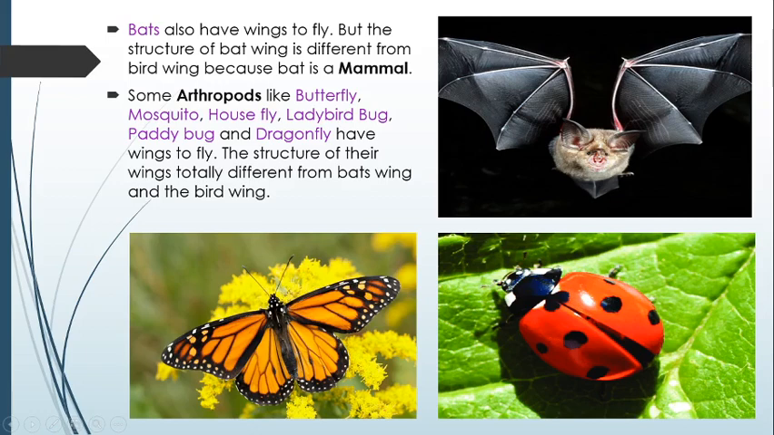And on the other hand, there are some arthropods like butterfly, mosquito, housefly, ladybird bug and paddy bug. Also dragonfly, they also can fly. They are insects. They also have wings to fly. But the structure of these insect wings is totally different from the bat wing and the bird wing. Insect wings are very thin, very soft and very light in weight. Sometimes these insect wings are covered with very thin scale-like structures. It helps them to fly or glide through the air.